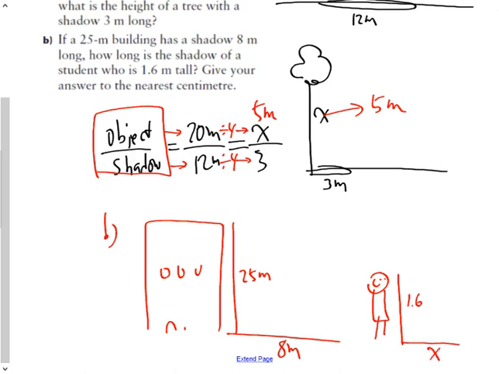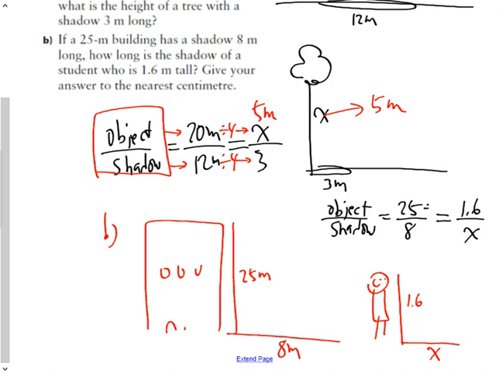X. So again, same thing as I did before. I'm going to put object to shadow, and that's the ratio I'm going to have. It doesn't matter if you had shadow to object, as long as you keep object to shadow. So my first ratio is 25 meters, its shadow is 8. It is proportional to 1.6, because that's the height of the person, to the unknown shadow.